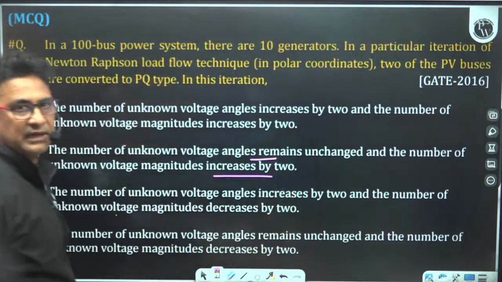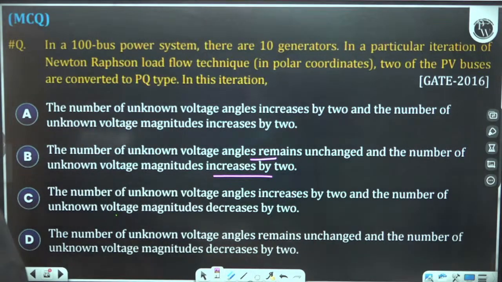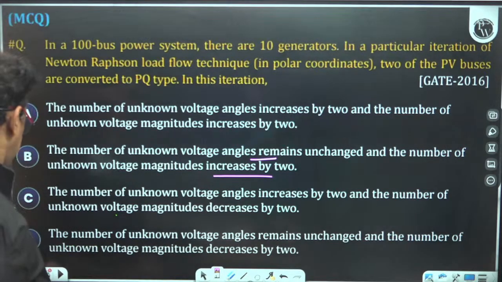B is the right option. The delta does not change, because the delta is unknown both in the PQ bus and the PV bus. Clear?